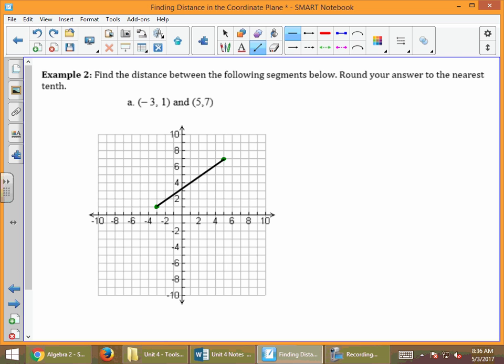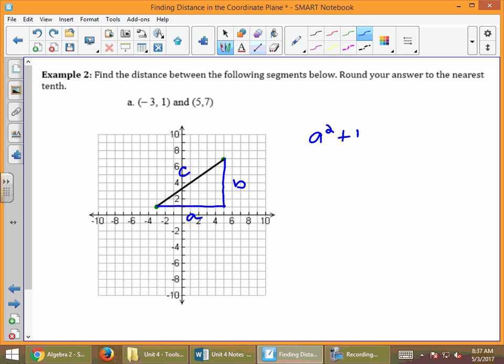So there's our segment. Just like what we did in the last example, make your right triangle. Label your sides. Your C is always the slanted side, the segment we're trying to find. And then it doesn't matter, that one can be your A and that one can be your B. And we're using the Pythagorean theorem. And we're always trying to find C.